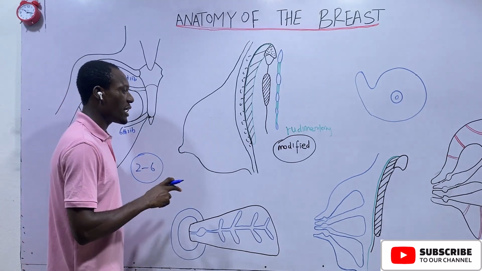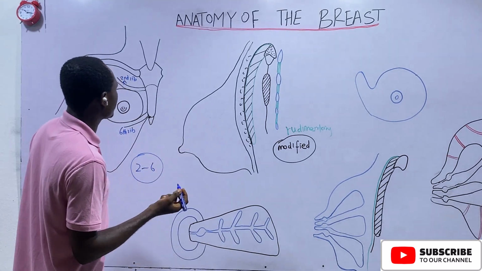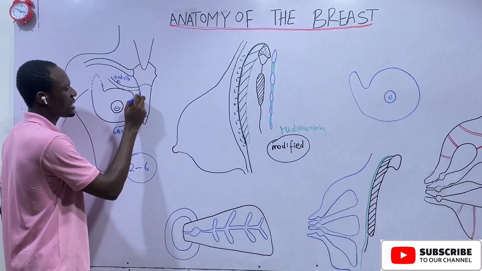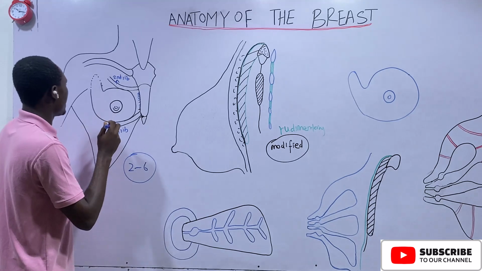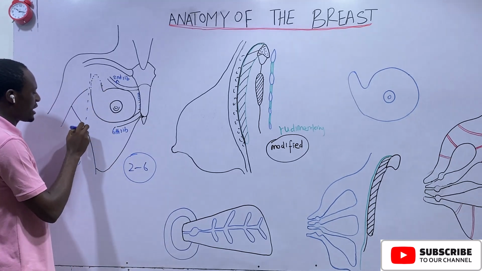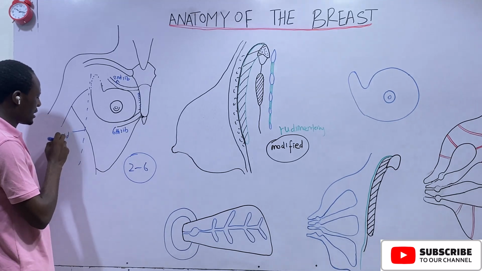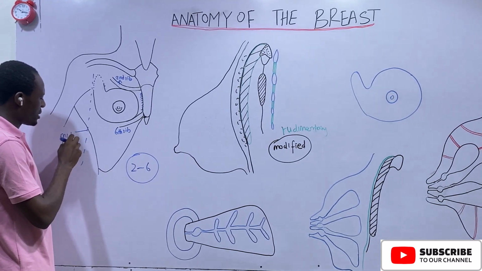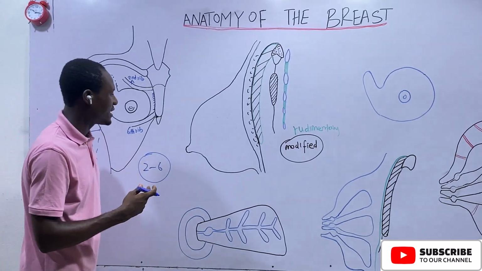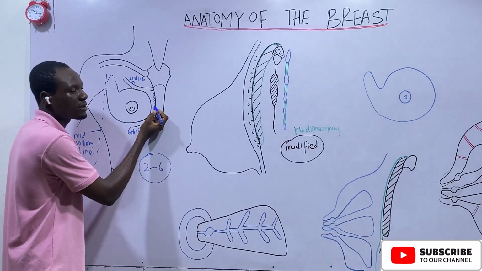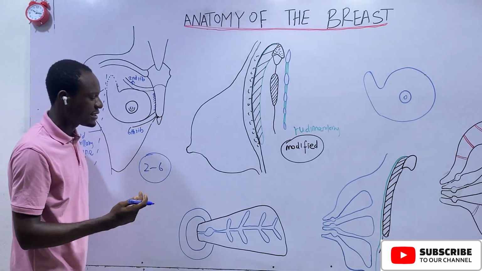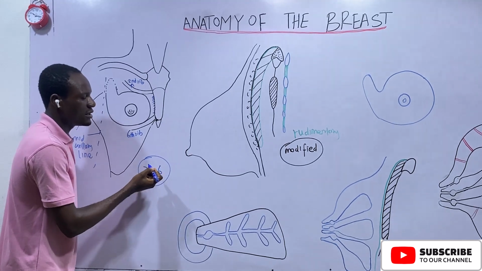How about the horizontal extent? Horizontally it extends from the lateral border of the sternum, this border right here, to this line right here, which is called the mid-axillary line. So horizontally the breast extends from the lateral border of the sternum to the mid-axillary line, while vertically it extends from the second to the sixth rib.